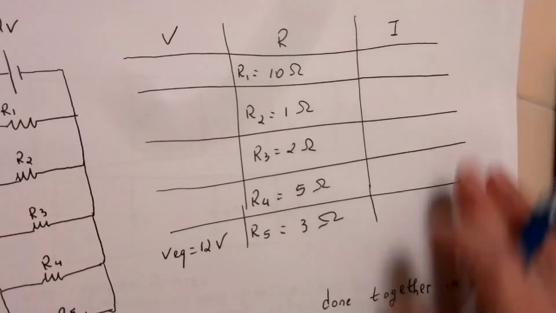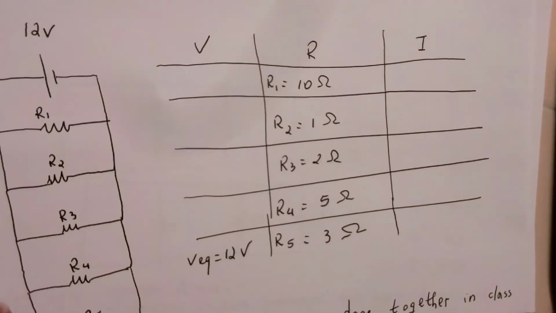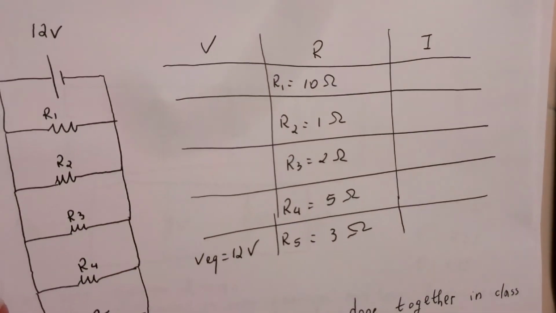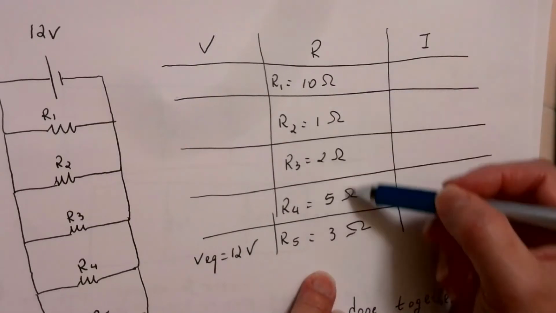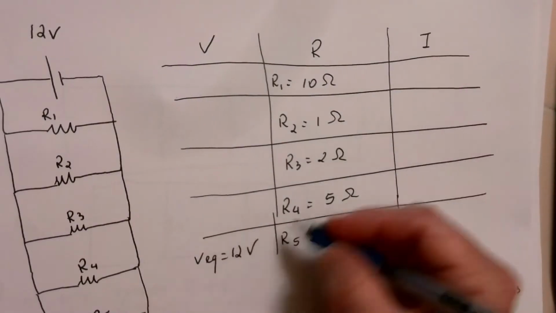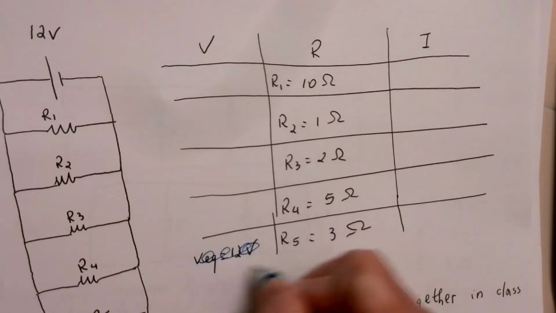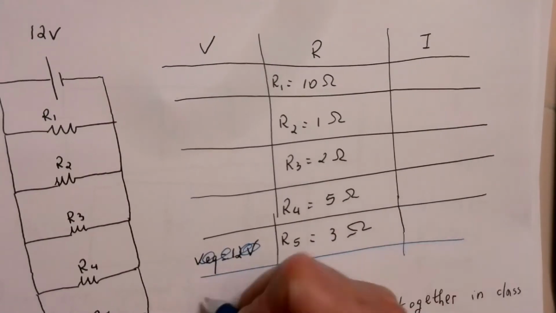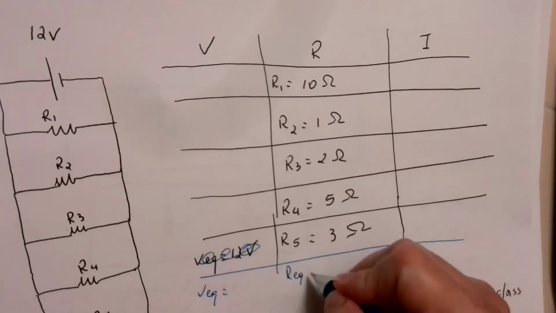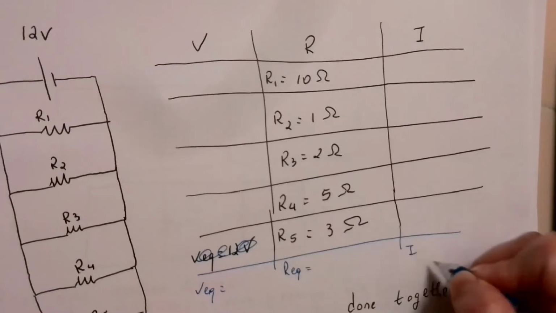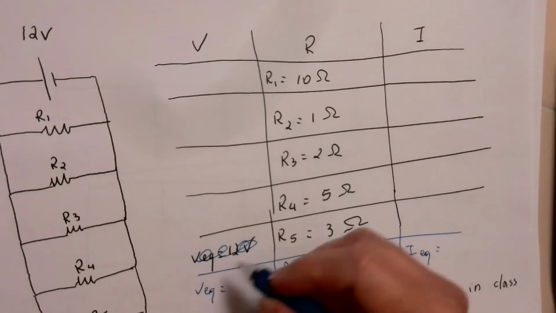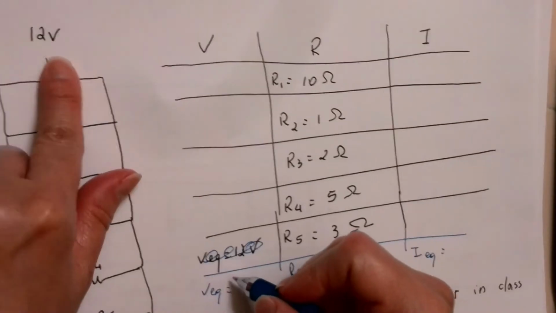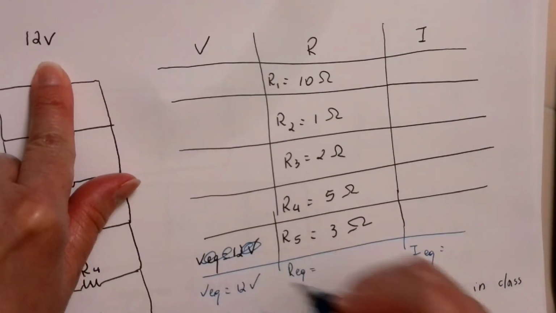Then the other circuit. This is the other one that I gave you, and we did this together in class. So we calculated this value. We didn't calculate anything. So our equivalent goes here, right? V equivalent goes here, and then I equivalent goes here. So V equivalent, I gave you 12 up there, so this is 12.